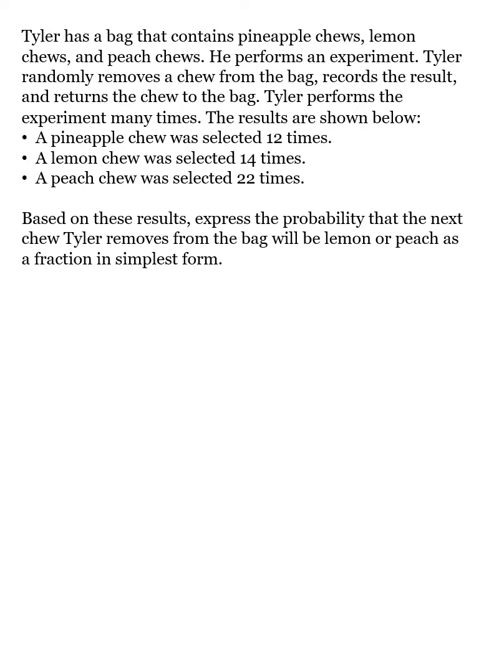Here's our last problem. Go ahead and hit pause and read carefully. Now that you've read the question, let's once again compute our probability by calculating favorable over total. The total is the number of times a random candy was taken out of this bag, and I added those up, and it turns out there were 48 random candy experiments where one candy was taken from the bag.